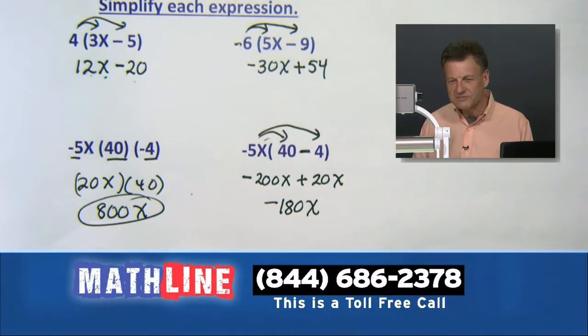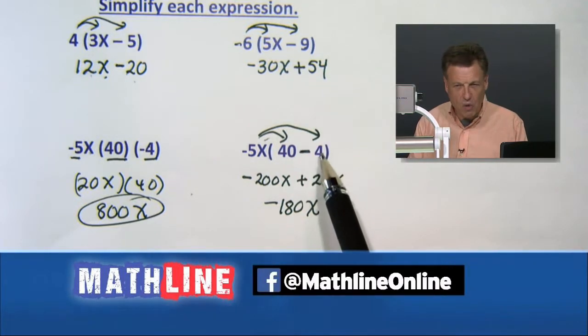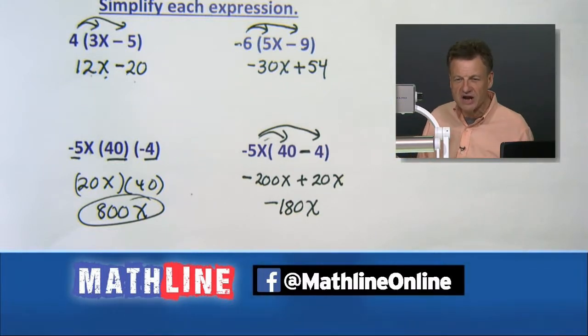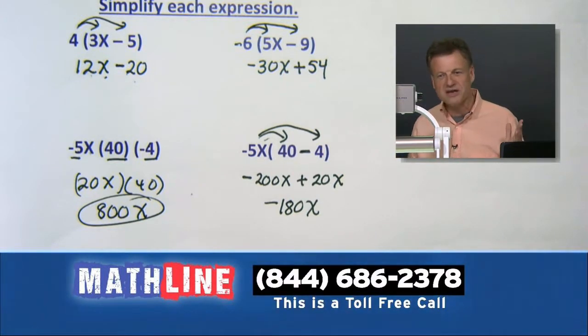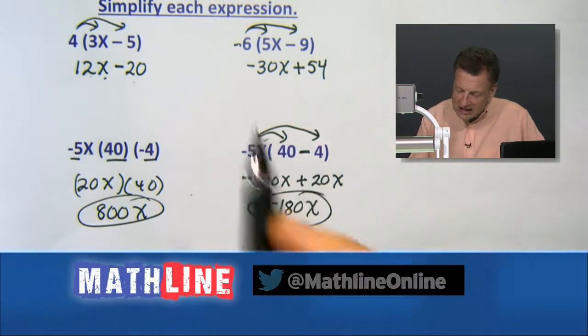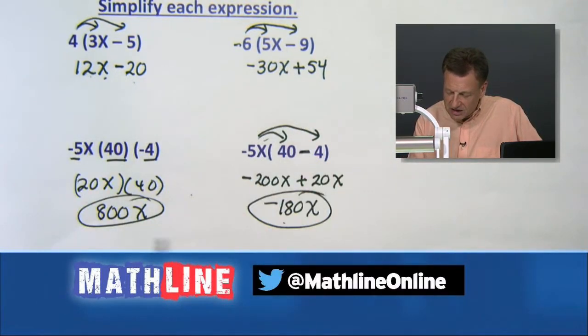So you say, well, Ernie, could we have done 40 minus 4 and gotten 36 times negative 5x? Absolutely. It would still give you 180x, and it would be on the negative side. It would be negative 180x. So there you go. A little bit of when you distribute and when you don't.